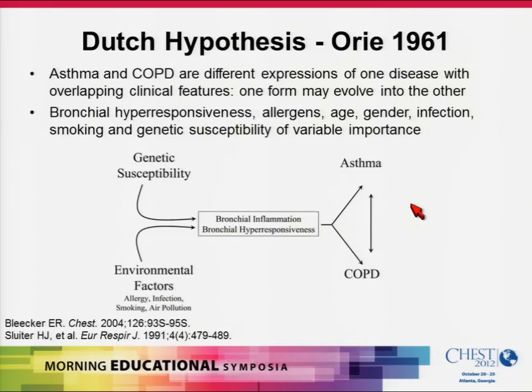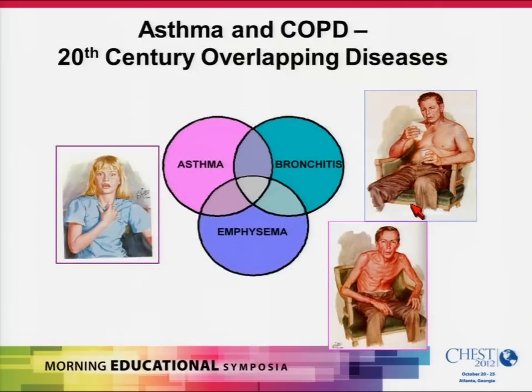It suggested that many of the features of both, such as bronchial hyperresponsiveness, allergen challenge abnormalities, age, gender, infection, smoking, genetic susceptibility, were of variable importance creating this disease of obstructed airways. And as you see here from the little diagram on the bottom, these factors go into causing asthma and COPD, and indeed there may be this so-called overlap of two diseases. Well, as I said, most of the 20th century, this was our concept. We knew asthma was asthma, and certainly COPD was chronic bronchitis and emphysema. We also recognized from this non-proportional Venn diagram, popularized by Gordon Snider a number of years ago, that there was a lot of overlap in these conditions, and that's really what this diagram was saying to us.